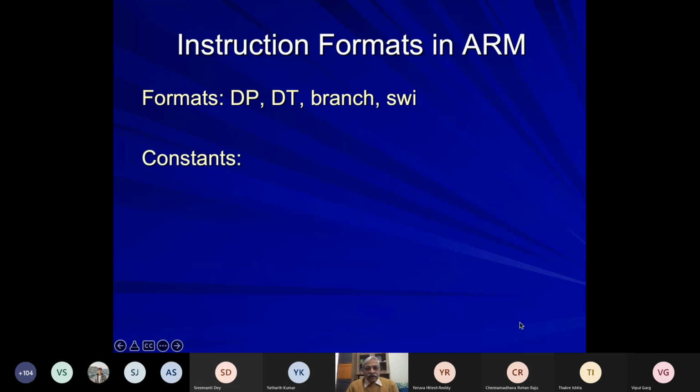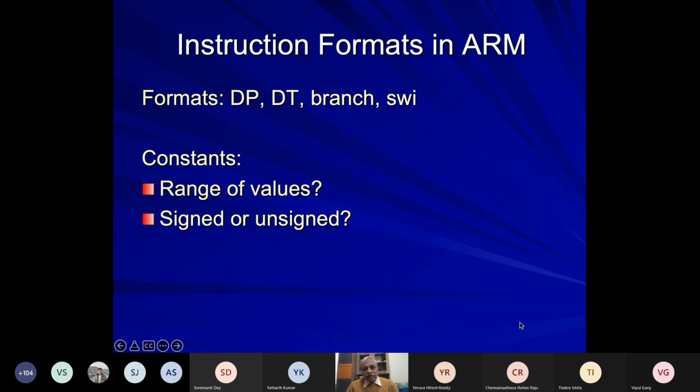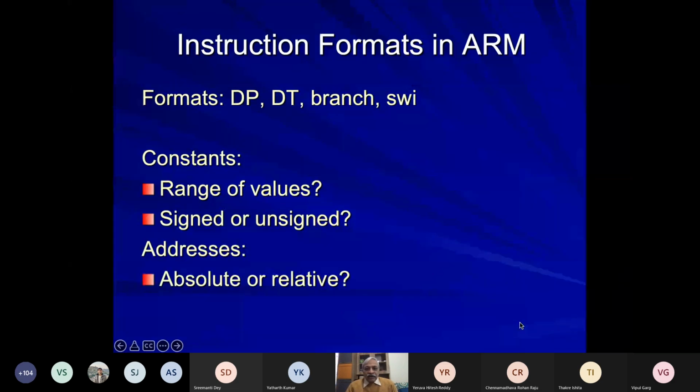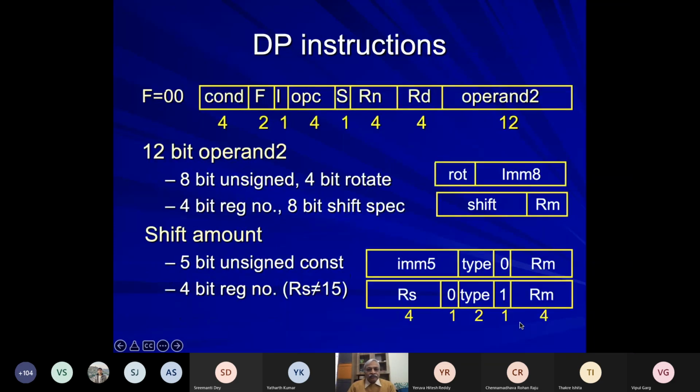So within these instructions, there are constants, and we are trying to understand what is the range of values that's possible. Whether the numbers or constants are signed or unsigned depends upon the instruction, and we will see examples of these. The addresses for memory which are provided, are they absolute or relative? And are we making addresses byte addresses or word addresses? As we understand this, these questions will be getting cleared more and more.